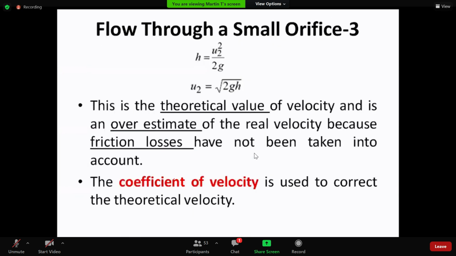Okay, so we have U2 as root 2GH. So that is the theoretical value of velocity at the orifice. Now, usually there's a coefficient of velocity that is used, just like with venturimeters, where we talked of a coefficient of discharge to correct the theoretical value that you have gotten. Even in orifices, there is a coefficient of velocity that you have to multiply in this U2 to get the real velocity.